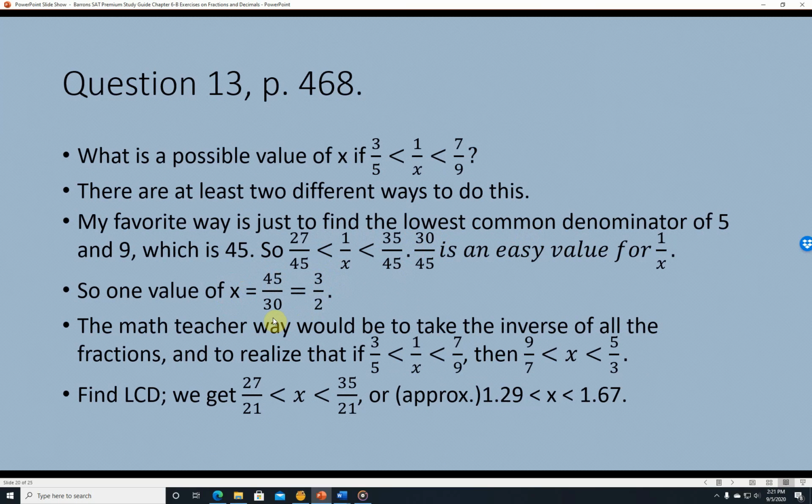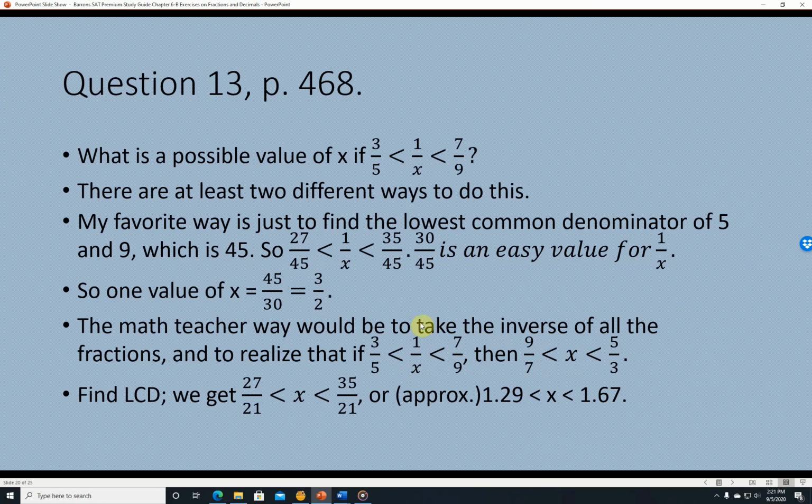So the math teacher way to do this would be to take the inverse of all the fractions, and then realize that if 3/5 is less than 1 over x, which is less than 7 over 9, when we're flipping it, you have to change the order. If 7 over 9 is greater than 3 over 5, which it is, then 9 over 7 has to be less than 5 over 3, and x is still going to be in the middle, just like 1 over x was still in the middle.